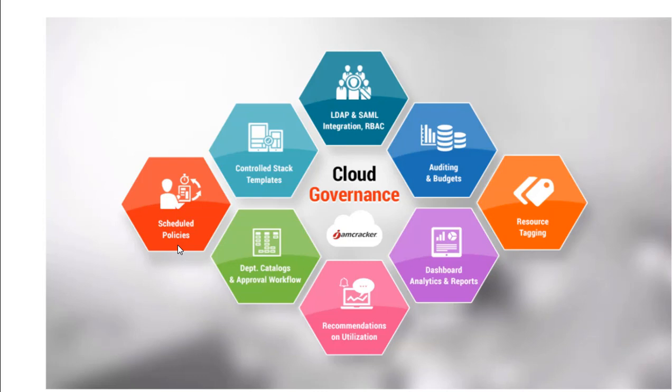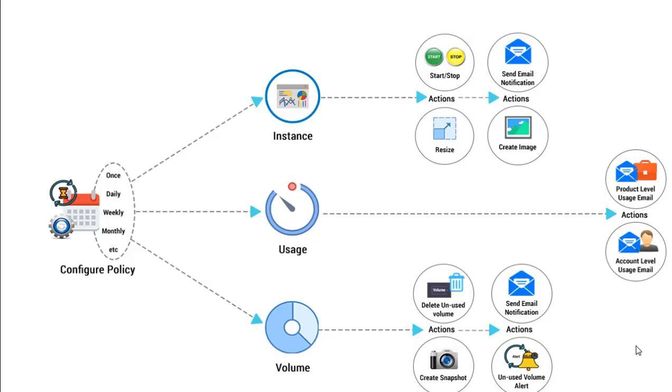In this video, I am going to show how you can optimize cloud cost by managing your cloud resources using automated policies. We can configure the policies, for instance, volume and usage category, which helps to save our cost. These policies can be configured for once, daily, weekly, monthly recurrence, etc.